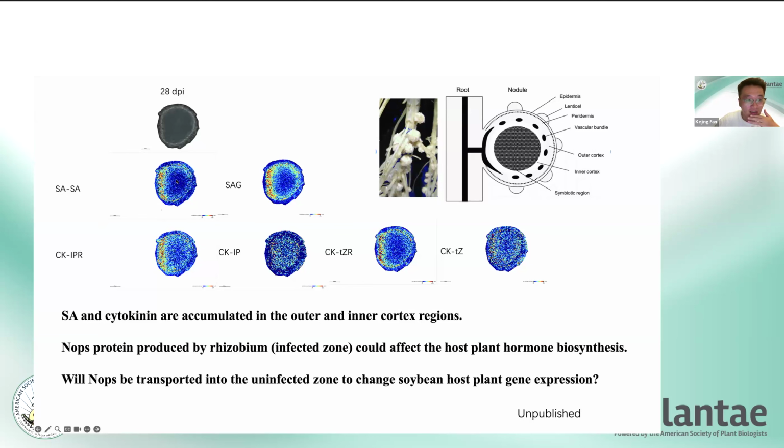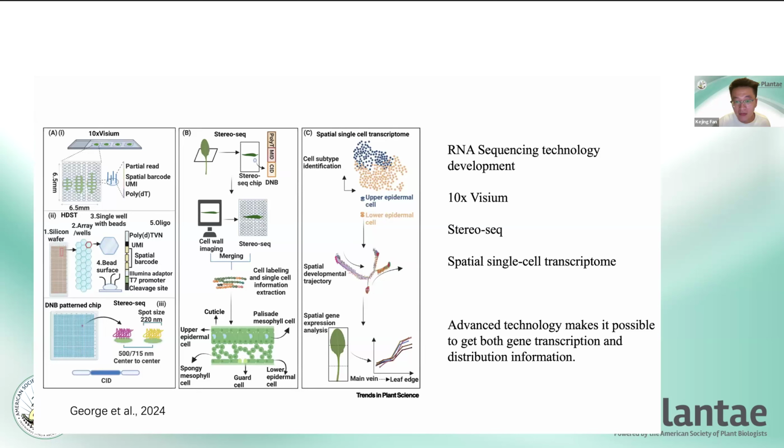But the NOPs proteins are produced by rhizobium. They should be in the infected region, but the NOP changes will significantly regulate the SA and cytokinin biosynthesis pathway. So we began to think about whether the NOP or NOP-I will be transported into the uninfected zone to change the soybean host plant gene expression. But now we are still working on it.